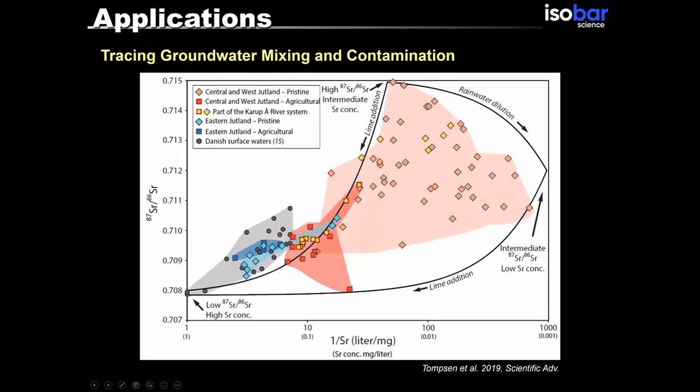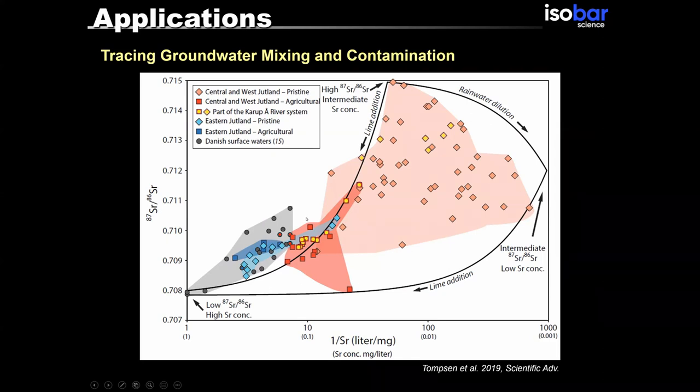Here's an example. These are water samples from Denmark. At the top right, all these pink diamonds are the pristine water samples. However, in some regions in Denmark, the farmers are using lime to fertilize their land. So by adding lime to their land, they are contaminating their water resources. And through that contamination, the isotopic ratios of strontium in this water are changing along these two curves.